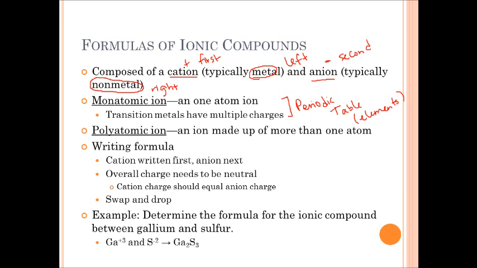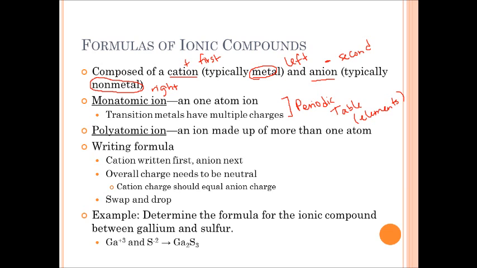Now, to write the formula, as I mentioned before, the cation is written first, the anion is written second. And the overall charge between all of the ions has to be neutral. So the cation charge should equal the anion charge. And the easiest way to do this is with swap and drop. Okay? So here's how we do this.